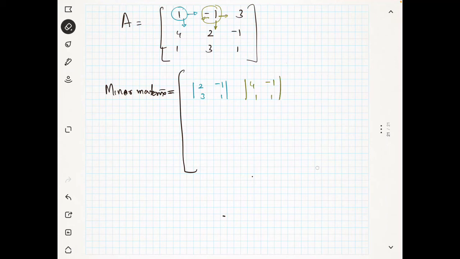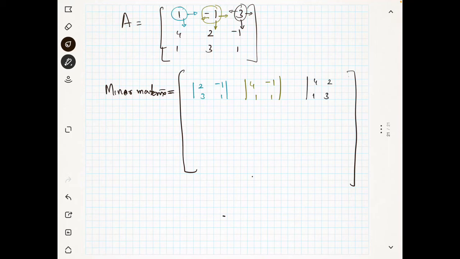Next, I will extend this a little bit. Next, I have this 3. So I will remove this row and this column. So what is remaining? It is 4, 2, 1 and 3, determinant of this. Next, I have another element which is 4. So I will remove this row and this column. If I remove this row and column, what is remaining? Here it is minus 1, 3, 3 and 1, right?